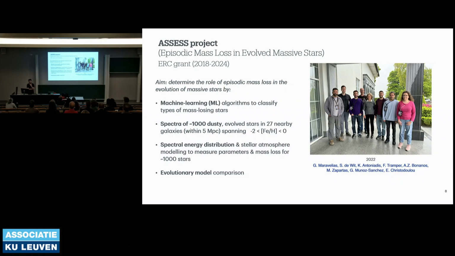This is our group, from machine learning algorithms to classify the type of massive stars, to spectroscopy of thousands of dusty evolved stars in different nearby galaxies in a range of metallicities, and then using spectral energy distributions, modeling and fitting to derive parameters mainly for red supergiants and their mass loss rates. And in the end, also using stellar evolution models to compare and see the implication.